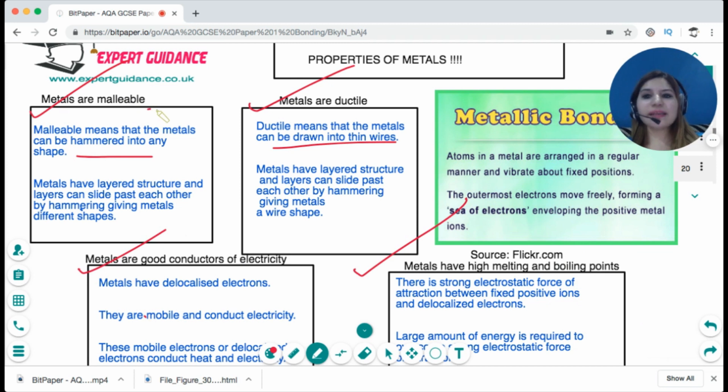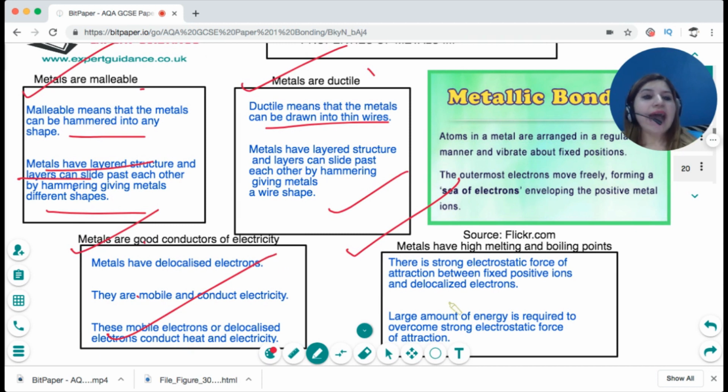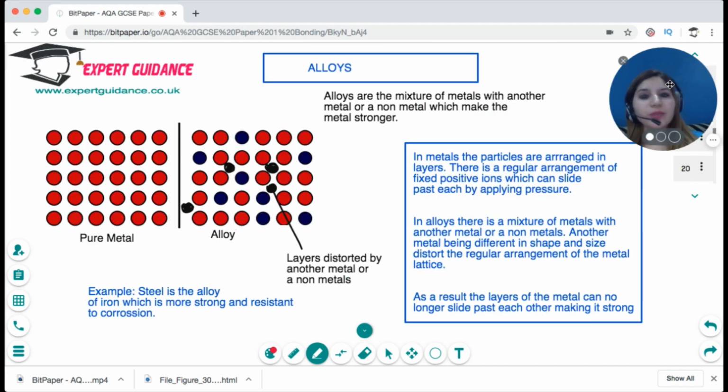So why are metals malleable? Because metals have layered structures. The layers can slide past each other with just a little hammering. Ductile, again, because they have a layered structure. They are good conductors of electricity because there are mobile, delocalized electrons which can conduct electricity. And due to the strong electrostatic force of attraction between the fixed positive ions and delocalized electrons, they have high melting and boiling points.